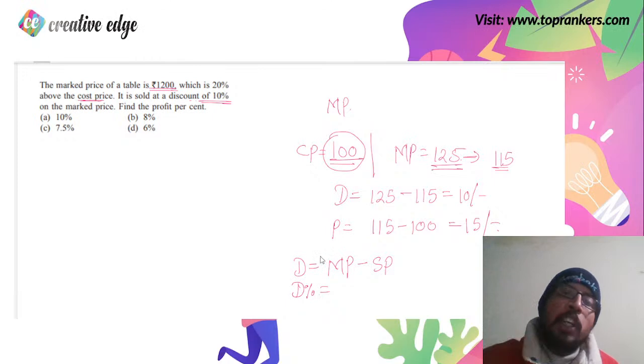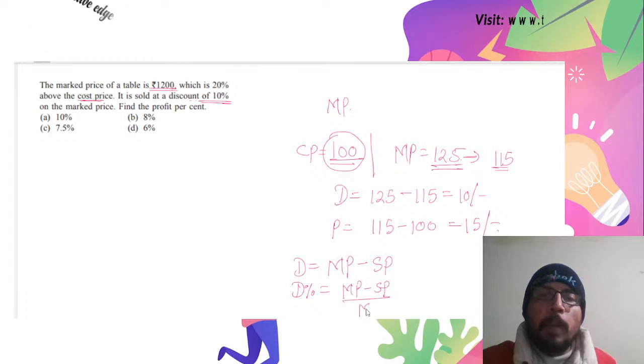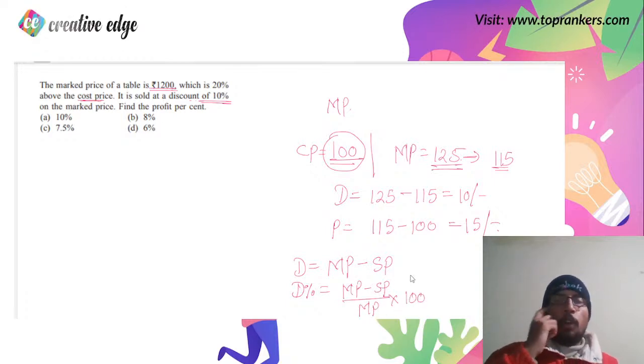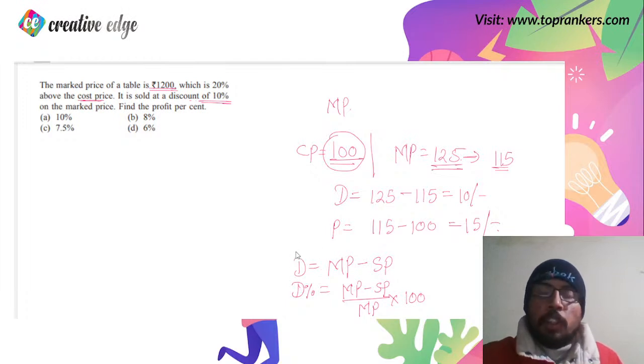Because we already increased the mark price to such an extent that there is no scope of loss. So discount percent is basically mark price minus selling price upon mark price into 100. This is how we calculate our discount percent.